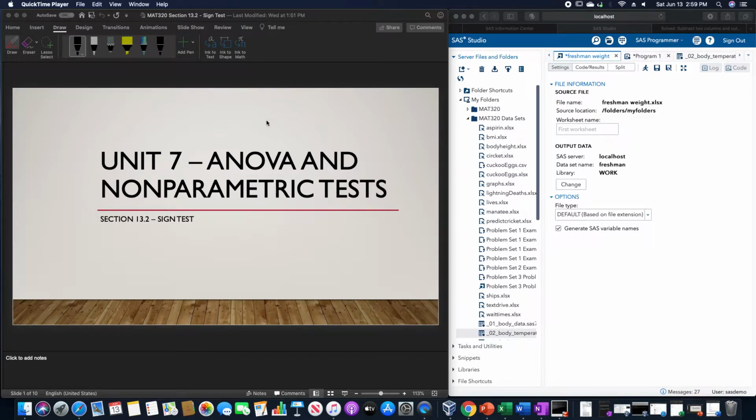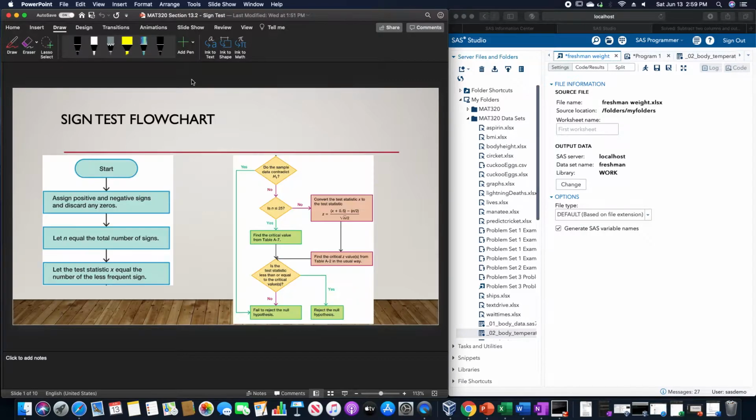13.2 is on the sign test, and the sign test as a flowchart. We start with assigning positive and negative signs and discard any zeros. Let n be equal to the number of signs, and then let the test statistic x equal the number of the less frequent signs, so either positive or negative.